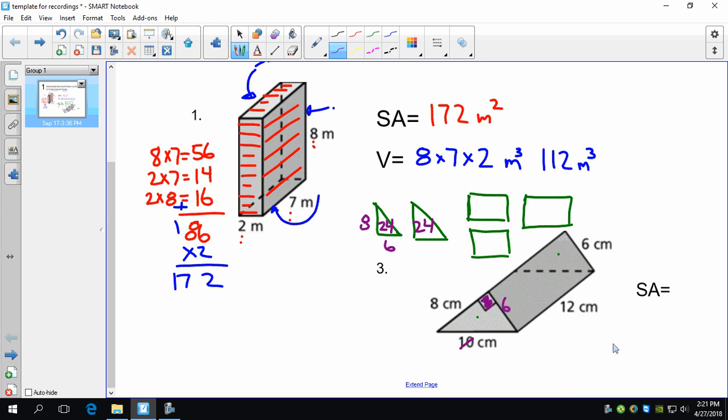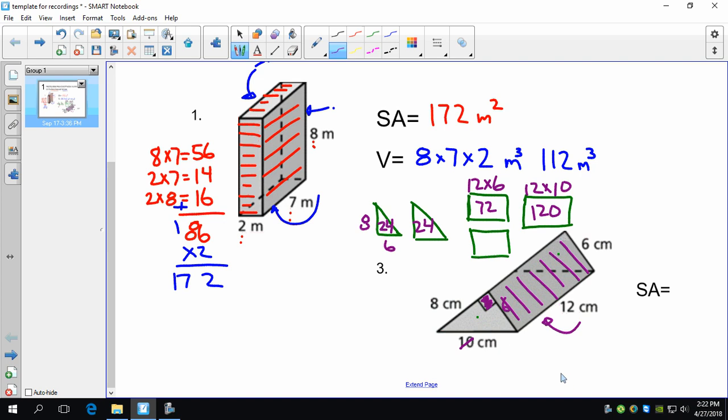And I'll try to draw it in so you know what rectangles we're talking about. First, the one that jumps out at me is this rectangle right here. That rectangle is 12 by 6. 12 times 6 is 72. So we got 72 for that rectangle. Then we also have this bottom rectangle that you can't see. But this bottom rectangle would be 10 by 12. So we're going to go 12 times 10. That's going to be 120.